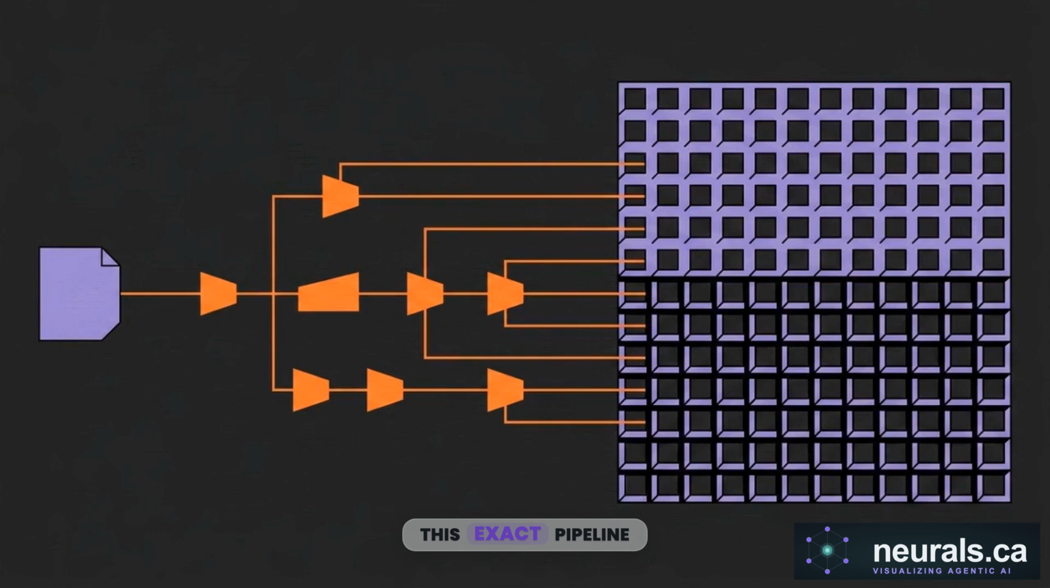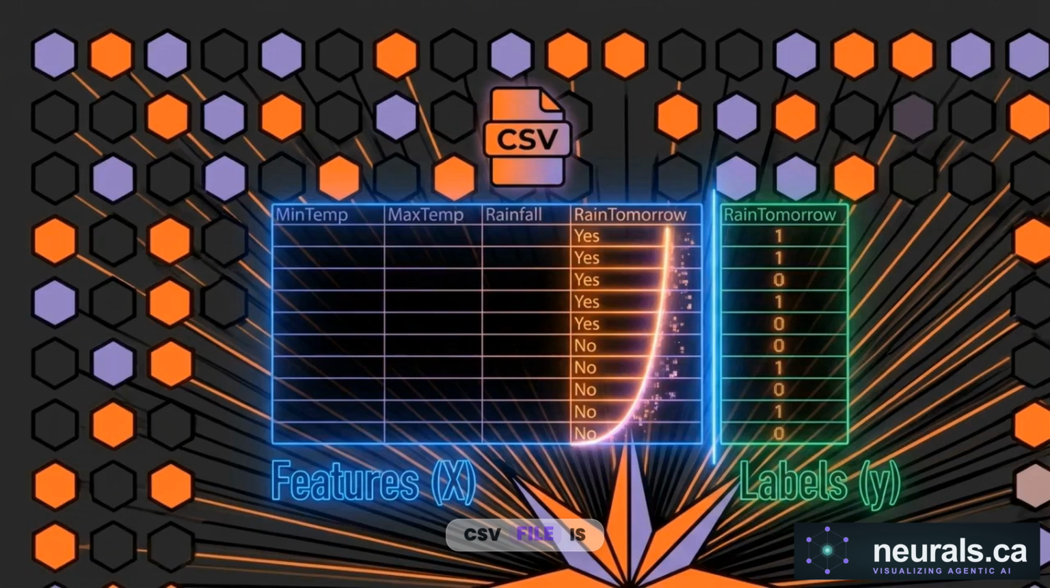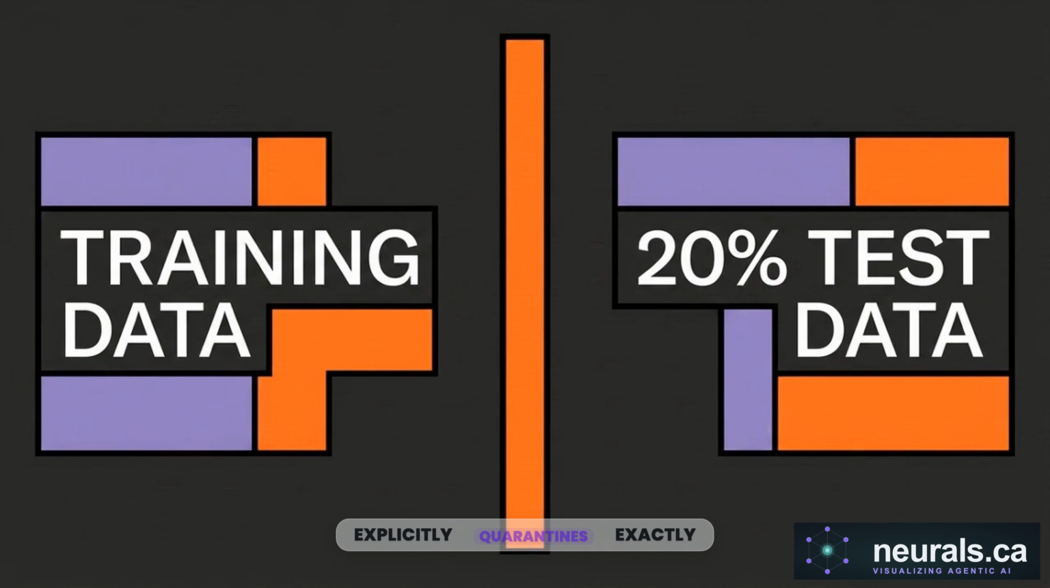We can see this exact pipeline play out in a real-world classification task, using historical weather records to answer a simple question: will it rain tomorrow? First, the raw CSV file is loaded, and the text categories of yes and no are converted into integers of 1 and 0. Next, the dataset is structurally split, severing the input attributes, the features, away from the target answers, or the labels. Then, train test split explicitly quarantines exactly 20% of the historical data, providing a clean, untouched baseline to evaluate the model's accuracy later.